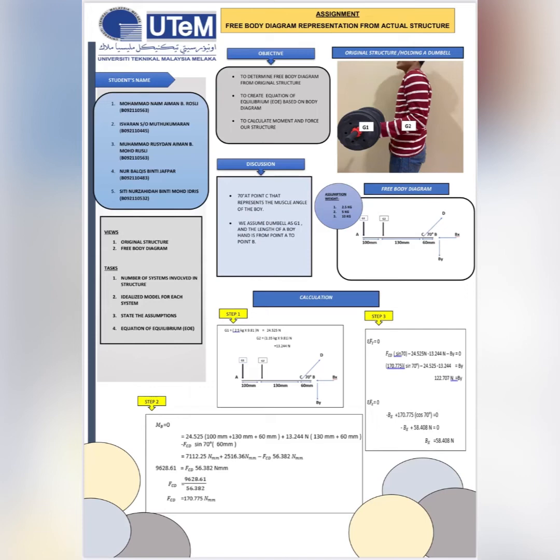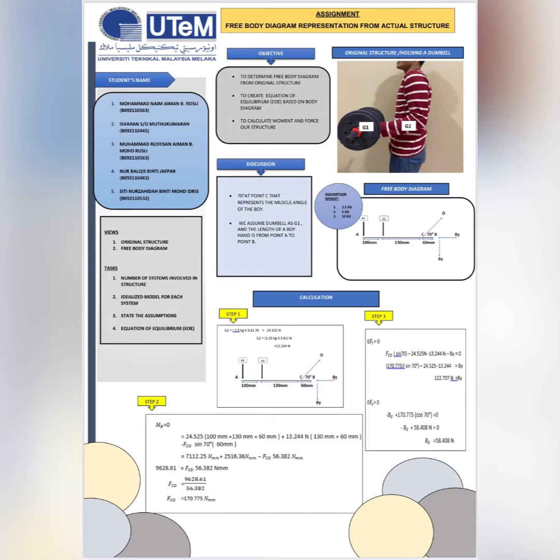In step 2, the moment of force at B is G1 multiplied by the distance from A to C, so it would be 24.525 bracket 100 mm plus 130 mm plus 60 mm bracket, plus G2, bracket 13.244 Newton bracket 130 mm plus 60 mm bracket, subtract the CD force sine 70 times 60 mm, equals 7,112.25 Newton millimeter plus 2,516.3 Newton millimeter subtract negative FCD 56.382 Newton millimeter.